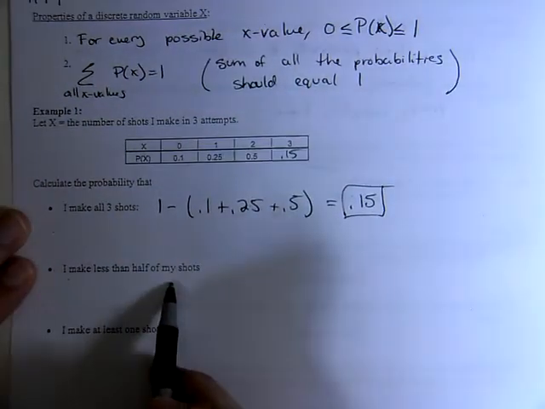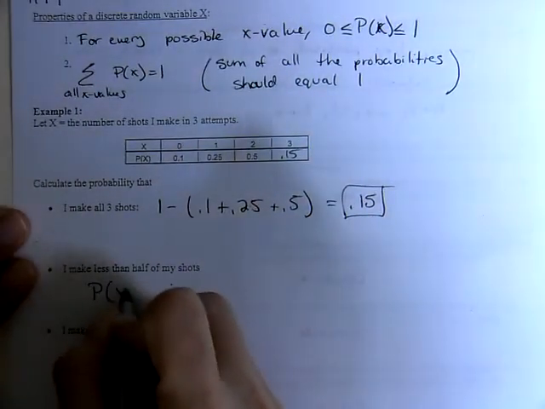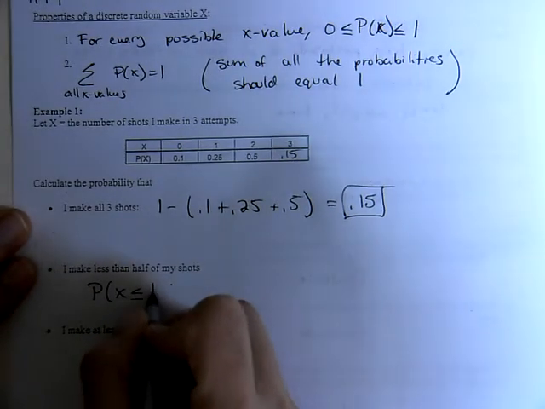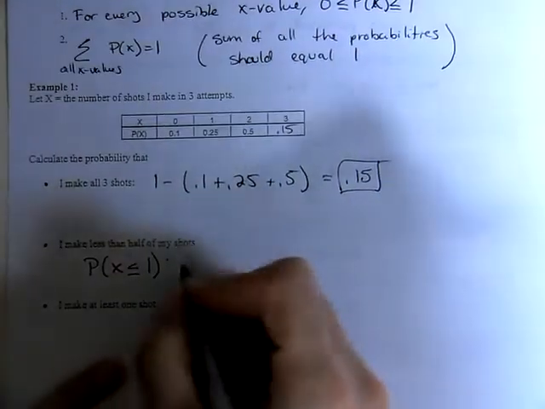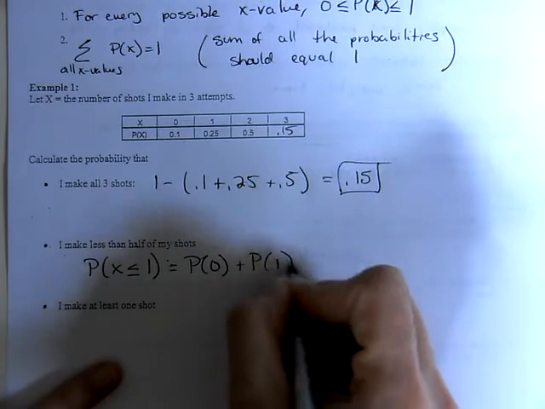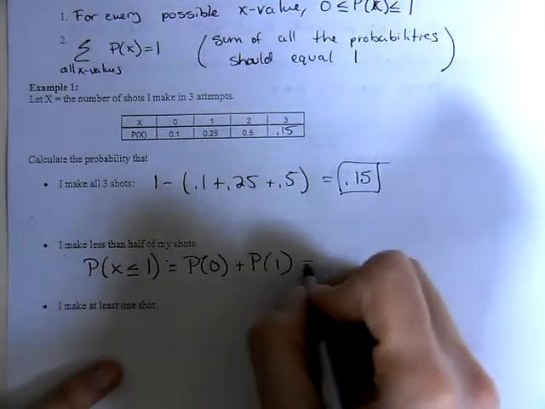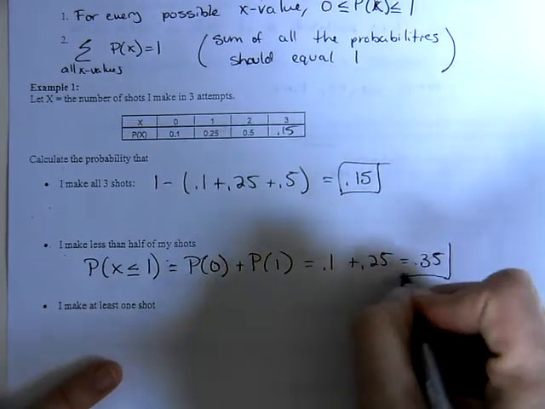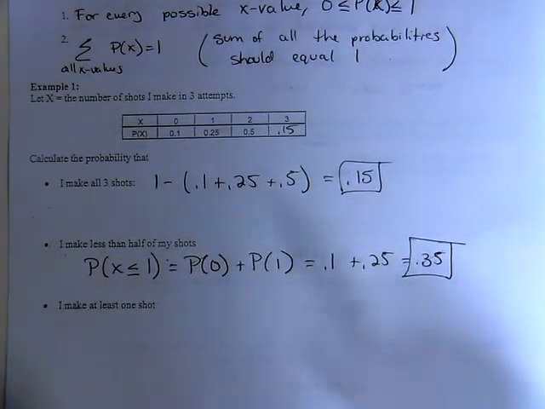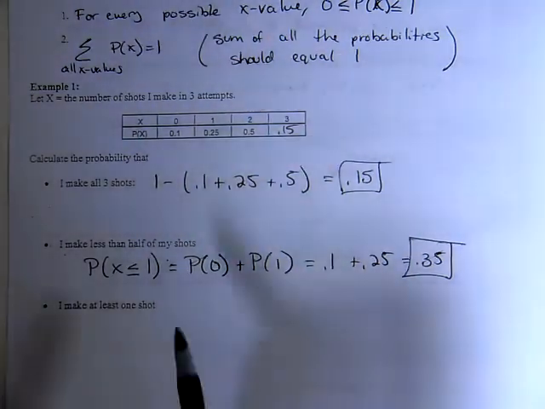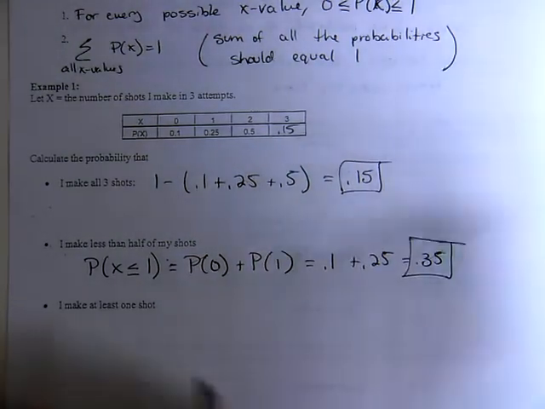I make less than half my shots, so that's the probability x is less than or equal to 1, since half would be 1.5. So that's the probability I make 0 plus the probability I make 1. So 0.1 plus 0.25, so 0.35. And I know I'm showing a lot of work, but this is showing work. Even if it's as simple as writing out the probability notation, that's showing work in this section.